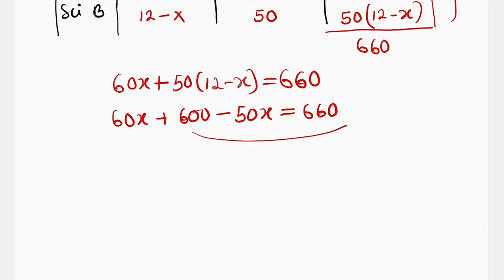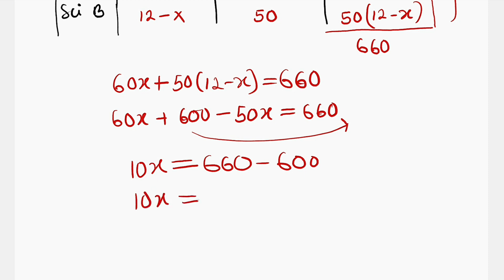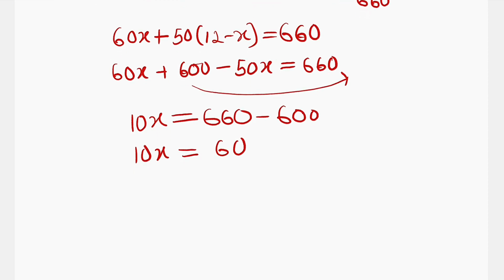Now let us take this 600 to the right. We have 60x minus 50x, which is 10x, and to the right, 660 minus 600, which is 60. To find x, we divide both sides by 10, the coefficient of x. Finally, x is equal to 60 divided by 10, which is 6.